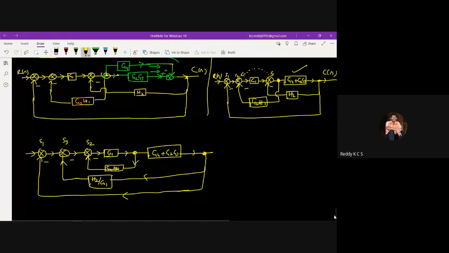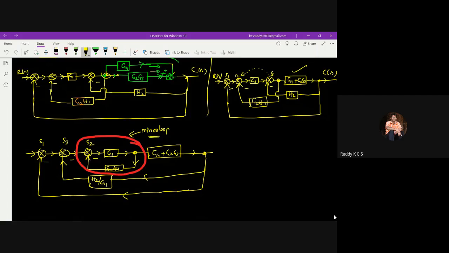Now you look at whether any blocks are in series. No, once again there is no block in series. But if you focus on this area, for example here, it forms a minor loop. If you closely look at that area, one summing point, one takeoff point, one block in the forward path, one block in the feedback path, then this forms a minor loop.